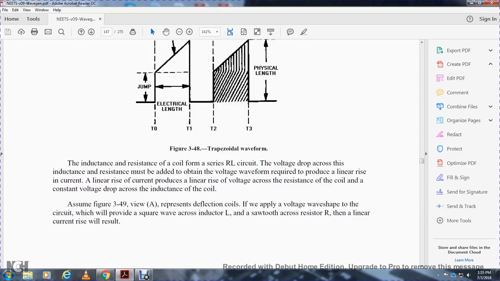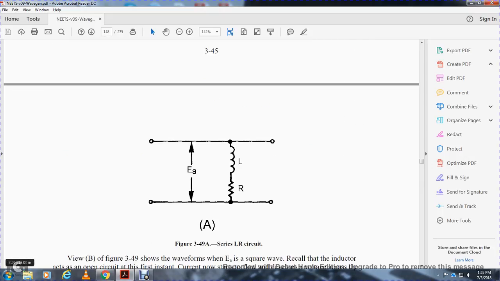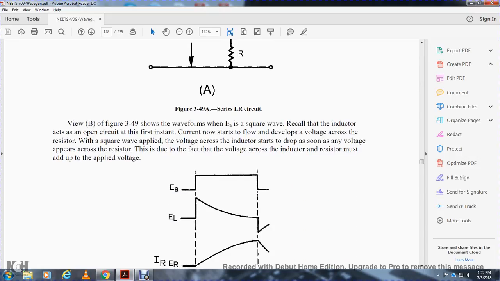Assuming that figure 3-49 view A represents the deflection coils, if you apply this voltage wave shape to the circuit, a square wave will drop across the inductor L and a sawtooth across the resistor R, and the linear current will result in the series L and R circuit. View B of figure 3-49 shows the waveforms of the voltage applied, the square wave, and the voltages across the inductor and resistor.